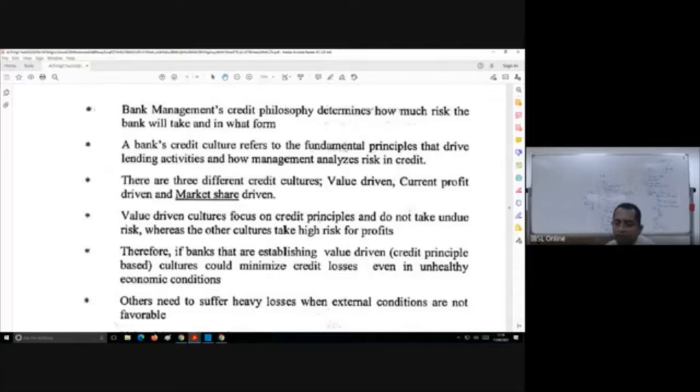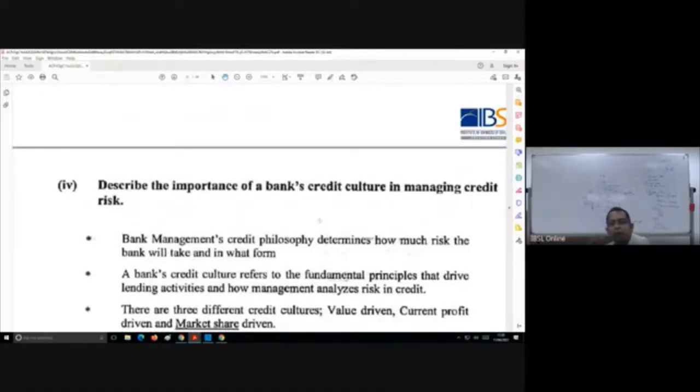So we talk about the importance of banks' credit culture in managing credit risk. When you take these three cultures, market share and current profit driven is risk prone. Value driven is lending purely based on principles. Your aim is to keep the minimum NPL ratio. You want quality portfolios. In that kind of scenario, your profit would be lower. Why? You are trying to capture only the best people.